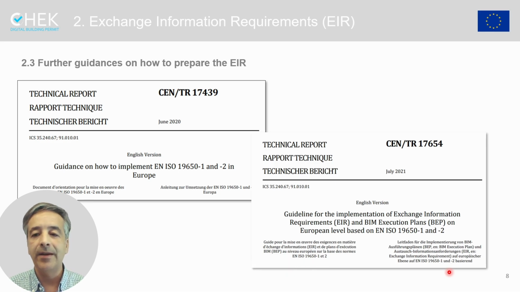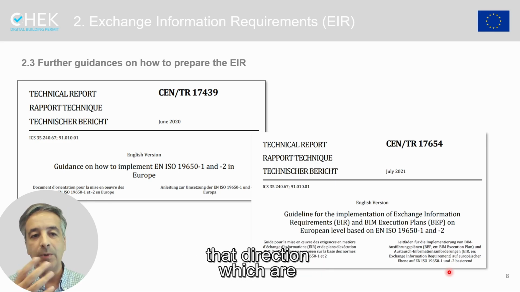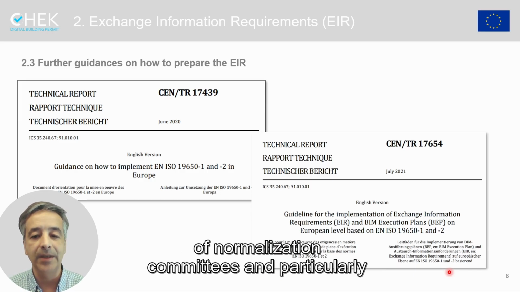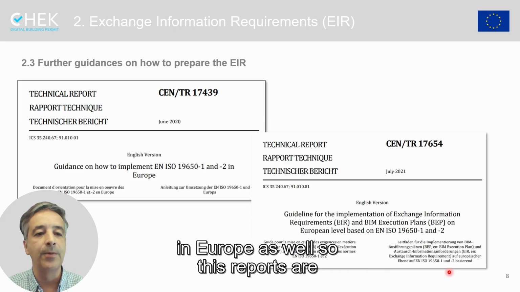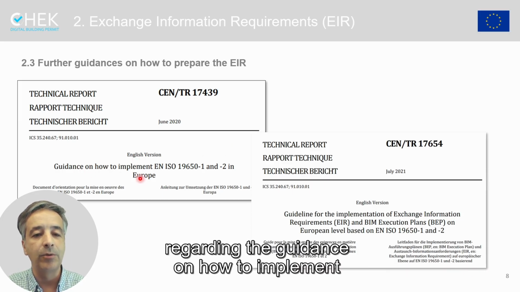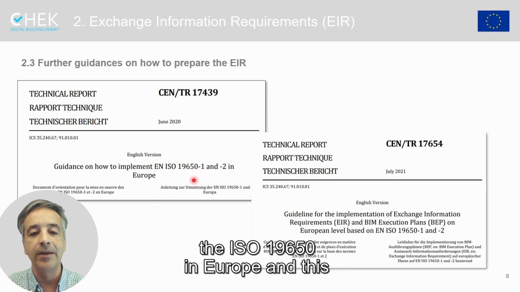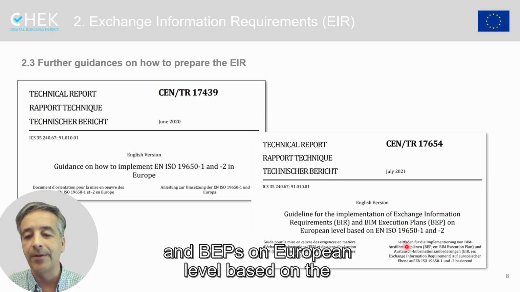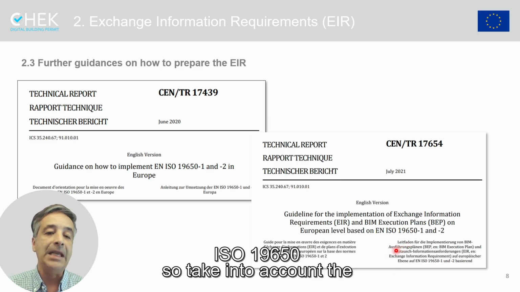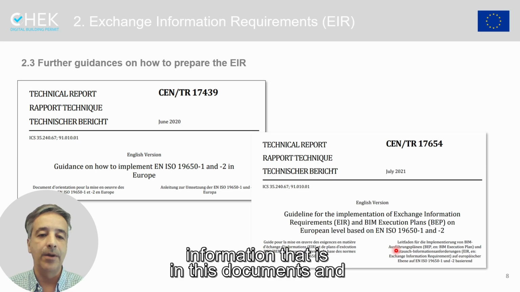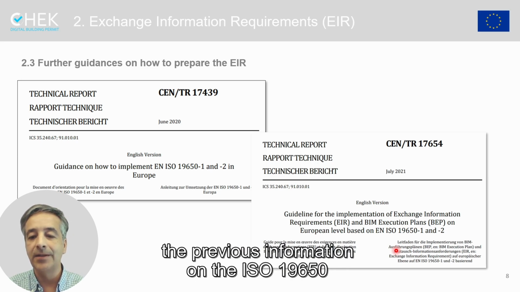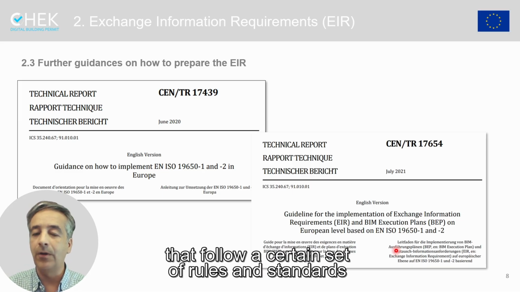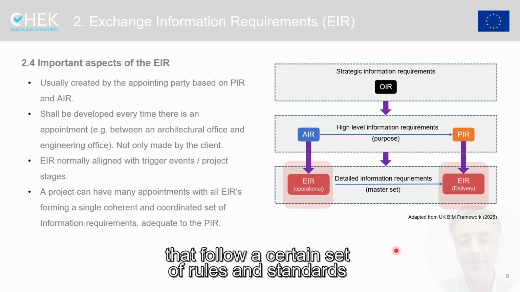So fortunately, there is documentation that helps us go in that direction, which are these two interesting guidances that were issued in the scope of normalization committees, and particularly in Europe as well. So these reports are regarding the guidance on how to implement the ISO 19650 in Europe, and this one is a guideline for the implementation of EIRs and BEPs on European level based on the ISO 19650. So taking into account the information that is in these documents and the previous information on the ISO 19650, it is possible to establish real EIRs that follow a certain set of rules and standards.